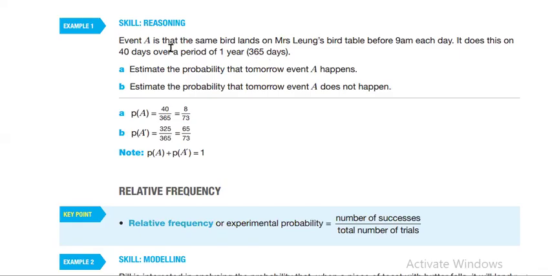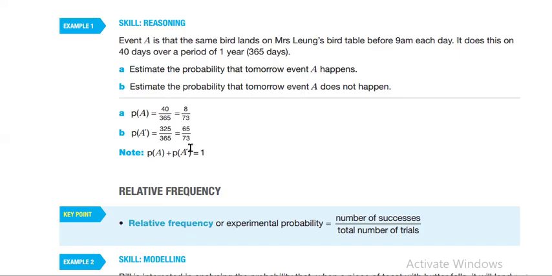So to put this as a probability, we put the number of times that it happens over the number of total times. So 40 divided by 365, like this. This is the first thing, the probability that the event happens. Now, to find the probability of the event that doesn't happen, you just have to subtract it from 1.